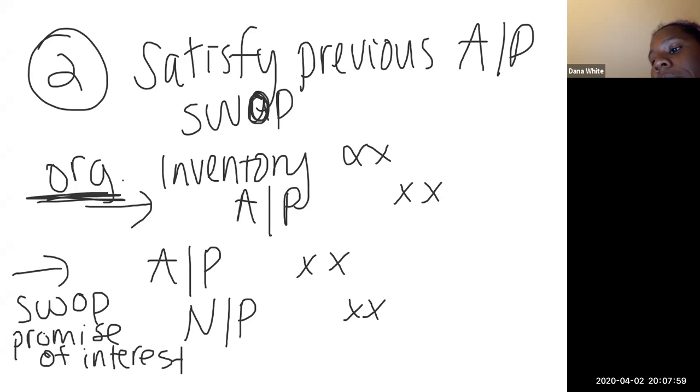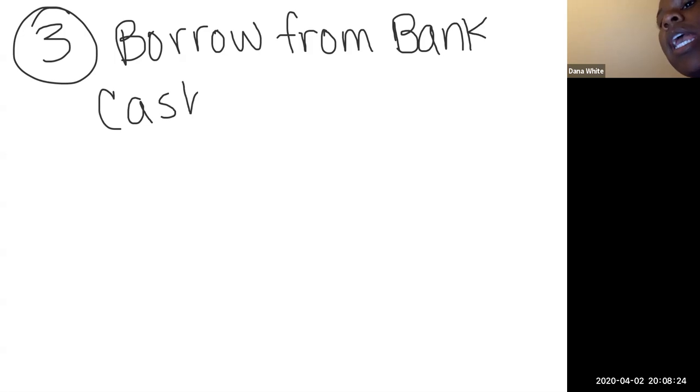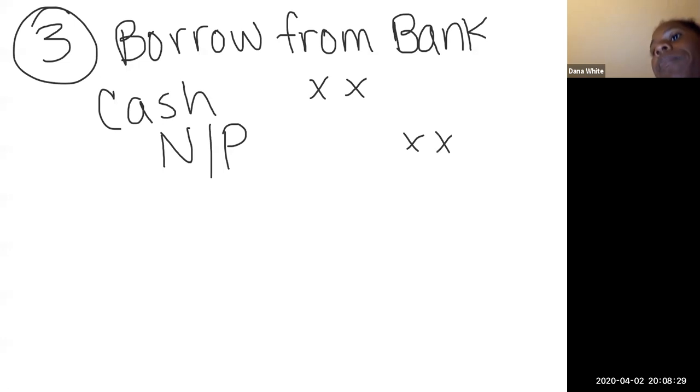Okay, all right, scenario number 3 is the one that we're most familiar with, when we borrow from a bank. This one looks like a debit to cash and a credit to notes payable of X amount of dollars. Okay, so that was all 3 scenarios. So make sure you go check that out.